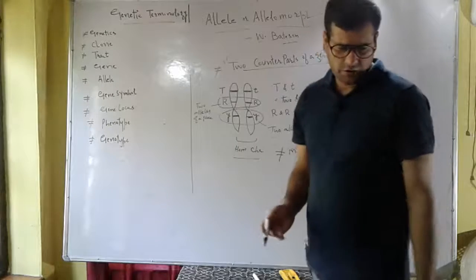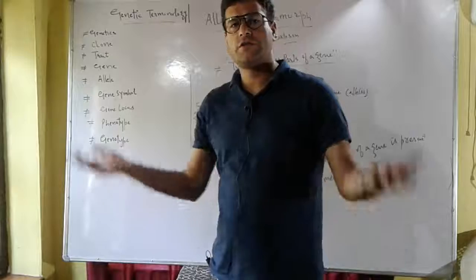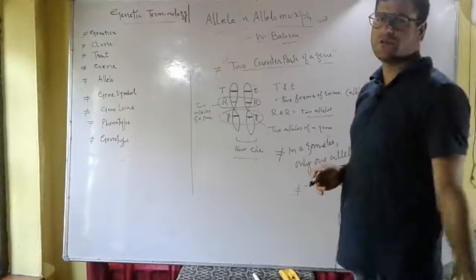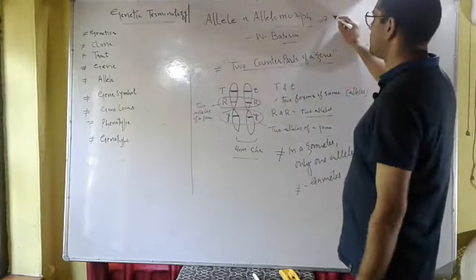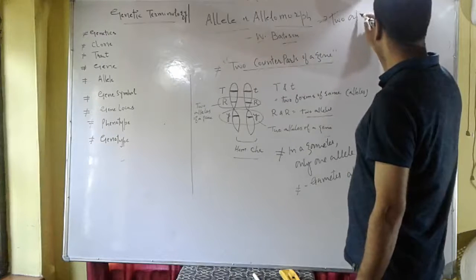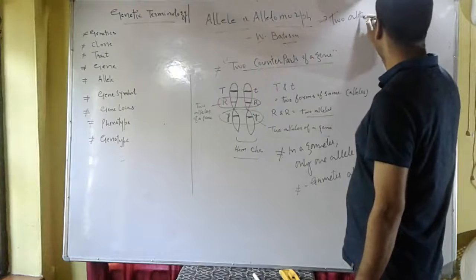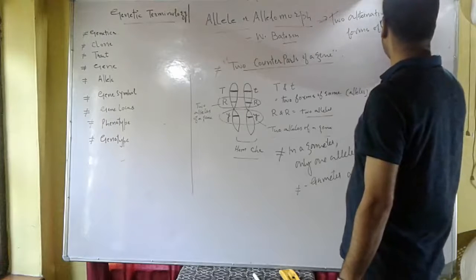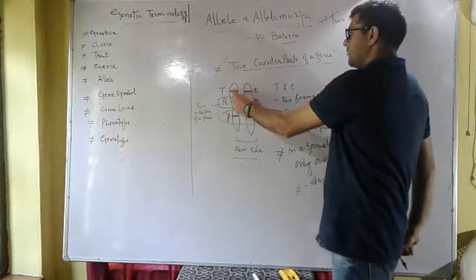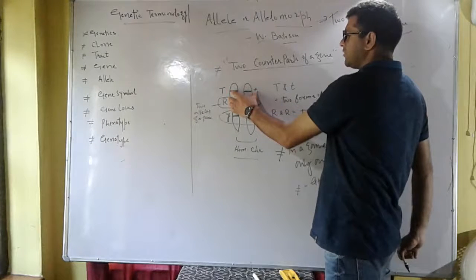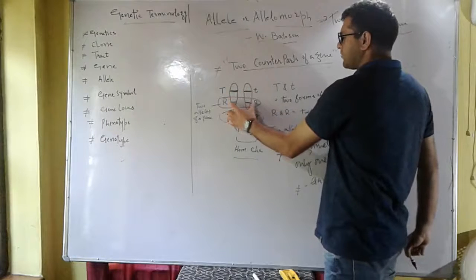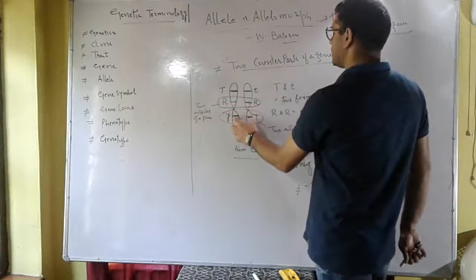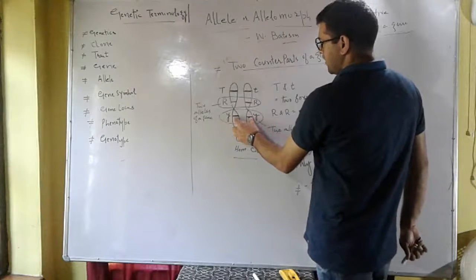Two counterparts of a gene, or two alternative forms of a gene, constitute what? Alleles. Another definition: what is an allele or allelomorph? Two alternative forms of a gene, two counterparts, two contrasting forms of a gene, are called alleles or allelomorph. For example, capital T and small t are two alleles of a gene which controls plant height. Capital R and small r are two alleles of a gene which controls seed shape. Capital Y and small y are two alleles which control seed color.